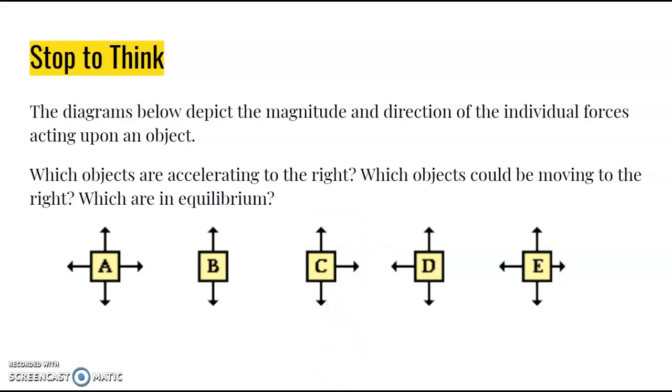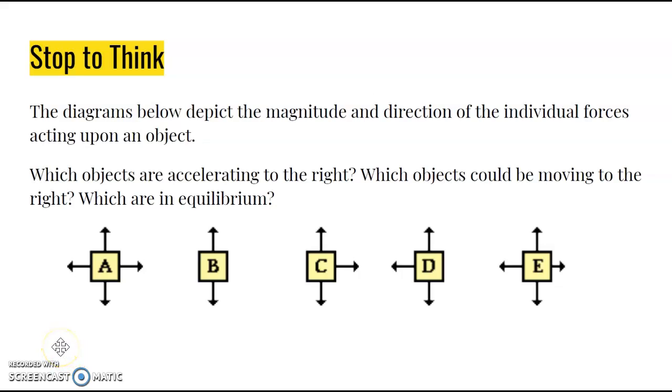Now, which objects could be moving to the right? All of them. We have no indication in which way these objects are moving, so they all could be moving to the right. For example, if object A or object B were moving to the right, they're moving with a constant velocity. Whereas object C would be speeding up since it's accelerating rightward, and object D would be slowing down if it was moving to the right. Same thing with object E, because the acceleration is pointing the opposite direction of the velocity.